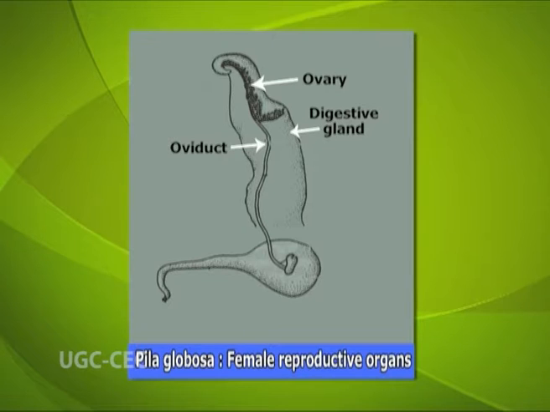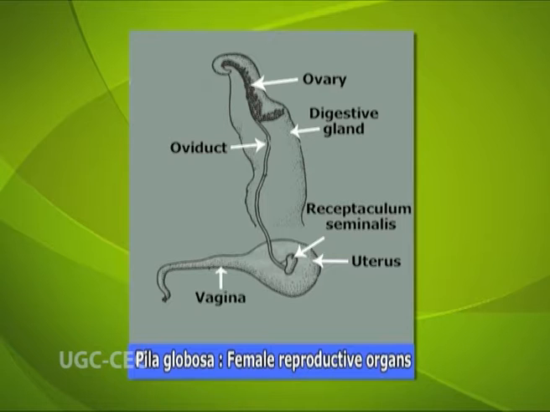The glandular part is distinguishable into an anterior yellow-colored albumin gland that secretes albumin and a posterior part called the uterus. A bean-shaped receptaculum seminalis, or spermatheca, is present at the junction of the tubular and glandular portion of the oviduct. The sperms received from the male are temporarily stored in the receptaculum seminalis after copulation. The terminal part of the uterus is differentiated into the vagina. The vagina opens into the mantle cavity close to the anus by a female genital aperture situated on a small papilla.